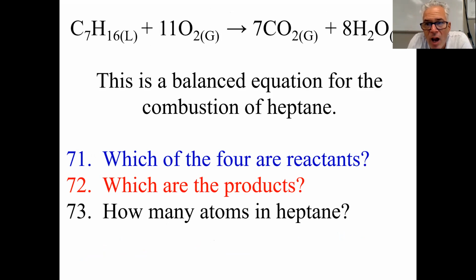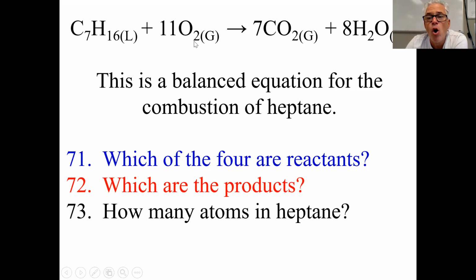Now, this is a giant balanced equation, and you've not seen one of these before. I'm telling you what it is. Don't get all nervous. This is a balanced equation for what's called the combustion of heptane. Combustion is a type of chemical reaction where something burns with oxygen and turns into carbon dioxide and water. What's burning? Heptane. Let's look at the formula. C7H16, I don't know what the heck that is.